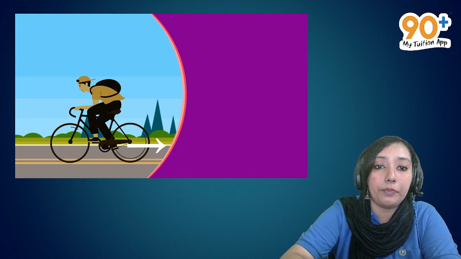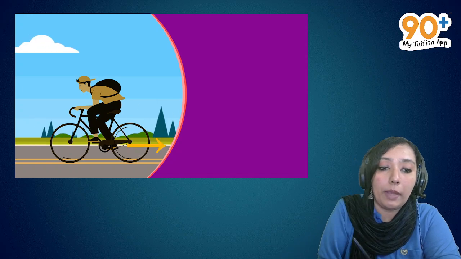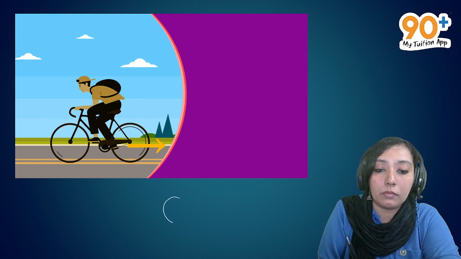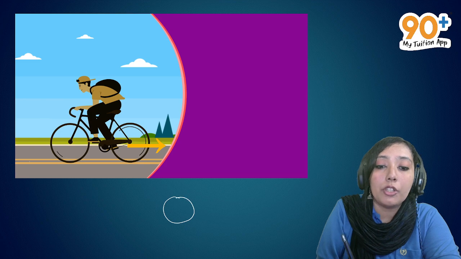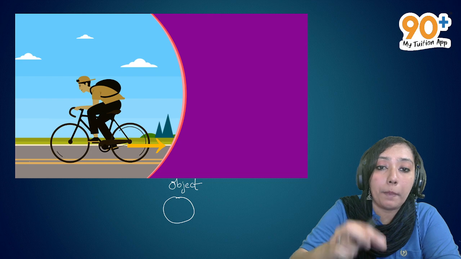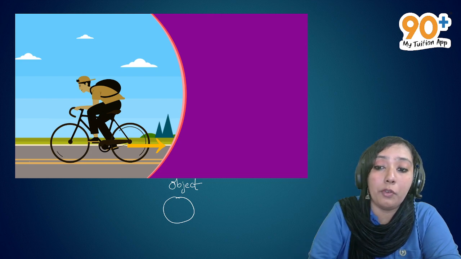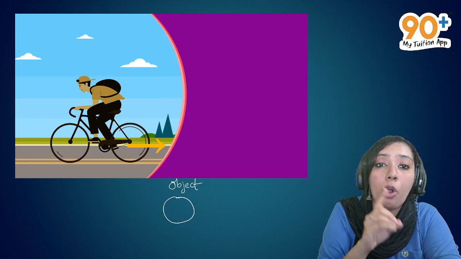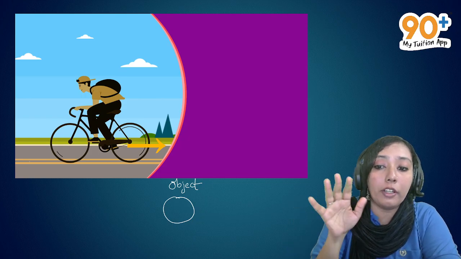Wait, my dear. Okay, I have a ball. So this is my object. I wanted to move it. Can I move it if I am not kicking it? If I am not kicking it, will it move?